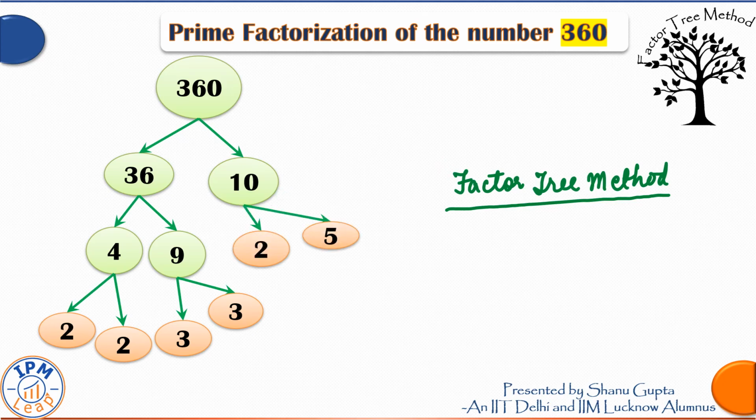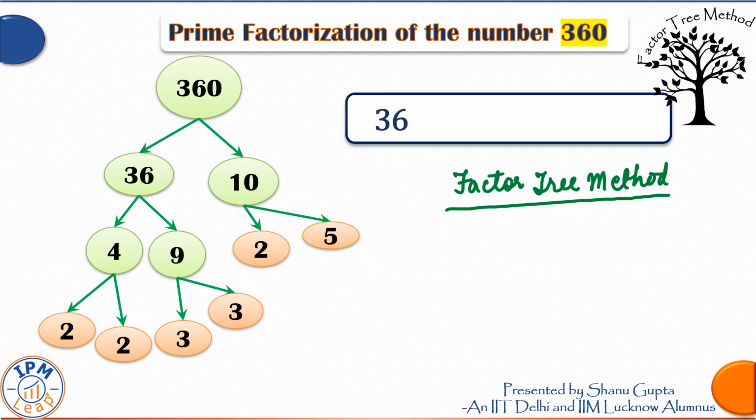So that is it. Once we have primes on all end nodes, we just multiply all of them. 2, 2, 2, we write 2 raised power of 3. 3 and 3, we write 3 raised power of 2 and a single 5. So the prime factorization form of 360 is 2 raised power of 3 into 3 raised power of 2 into 5 raised power of 1.